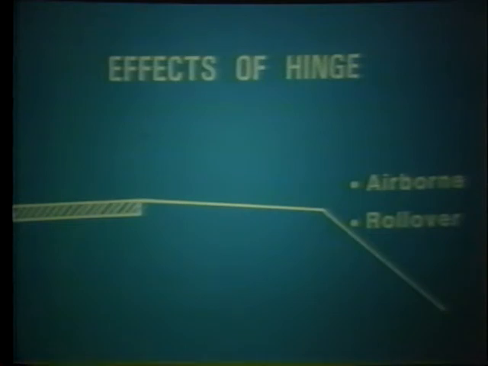When a vehicle travels over the hinge point, two possibilities can occur. 1. The vehicle can become airborne with all wheels leaving the ground. 2. It can roll over, either on its side or end over end. The steepness of the slope will have a profound effect on both actions.